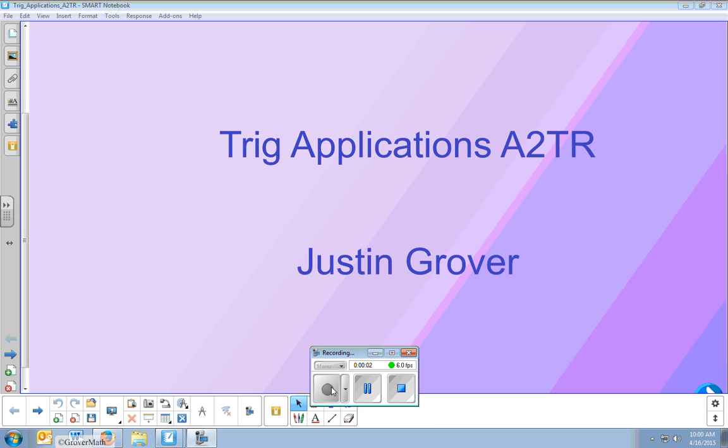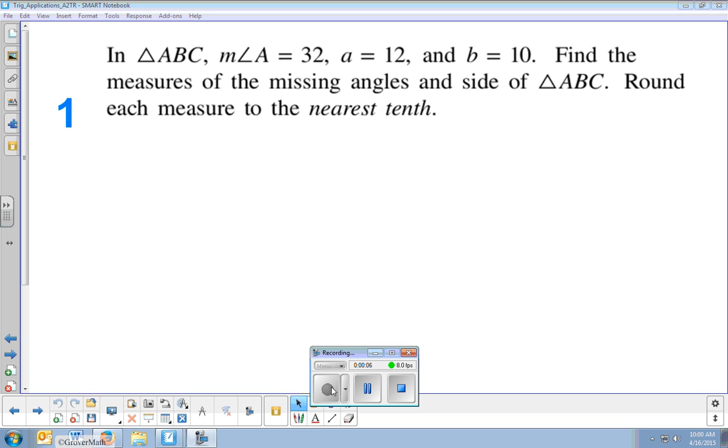Trig applications, Algebra 2 trigonometry regions. So up to this point in this chapter, we've discussed three formulas: the area of a triangle formula, the law of sines formula, and the law of cosines formula. And really what we're going to do for the next couple of days is practice applying these in problems. Some word problems, some diagram problems, some force vector problems, which will be the next video.